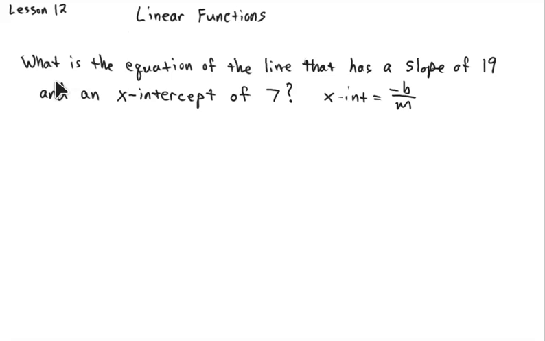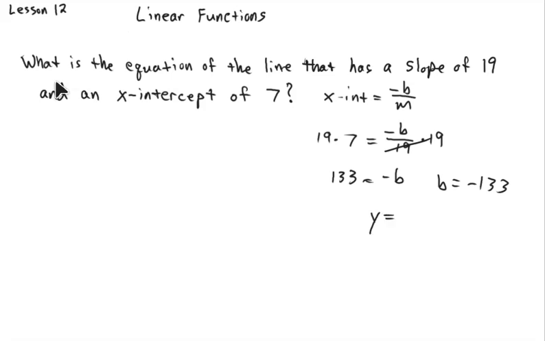So if we go ahead and fill in here, if we have an x-intercept of 7 and we have a slope of 19, then negative b over 19, we can just multiply by 19 on both sides, and 19 times 7 is 133, and so that means that negative b is equal to 133. That means that b is equal to negative 133. Okay, and so then this now gives us y equals 19x minus 133.